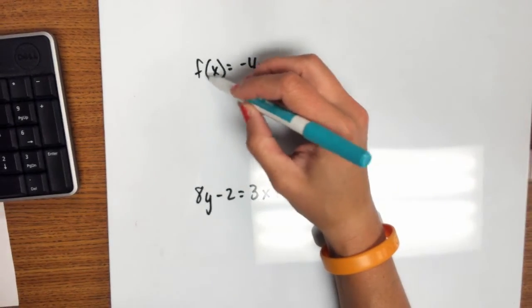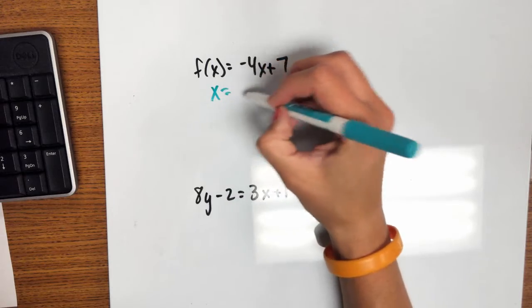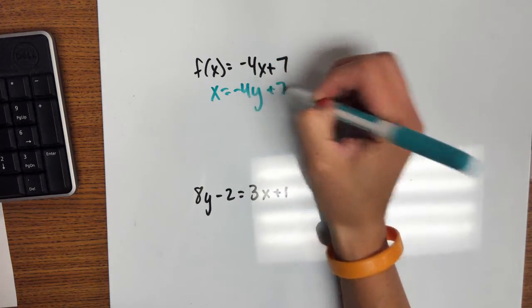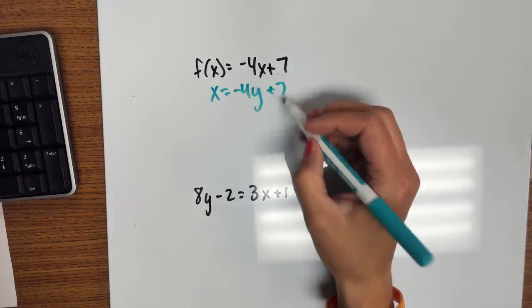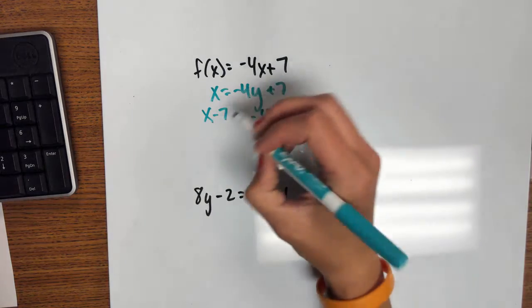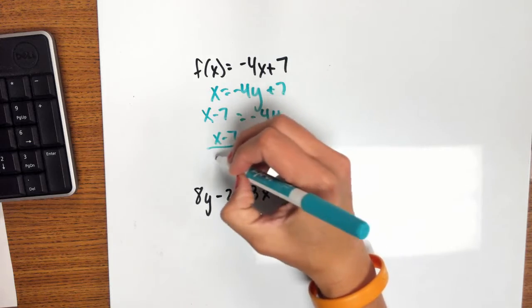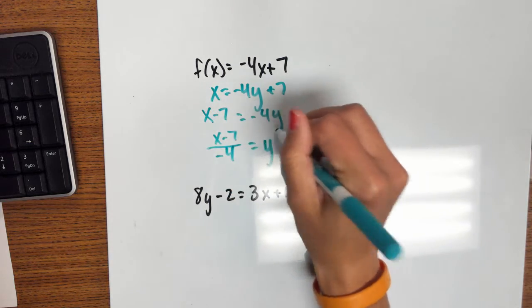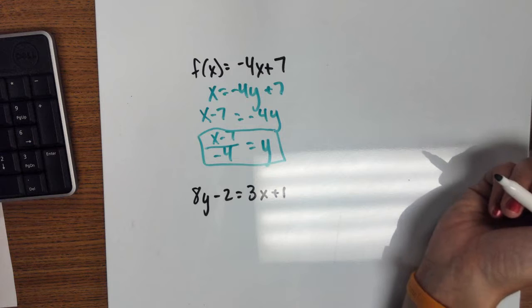So we would say instead of f of x, that's like a y, we're going to say x equals negative 4y plus 7, and then just get y by itself. So we'll subtract 7, I'm sorry, negative 4y, and divide by negative 4. So x minus 7 over negative 4 would be your inverse.